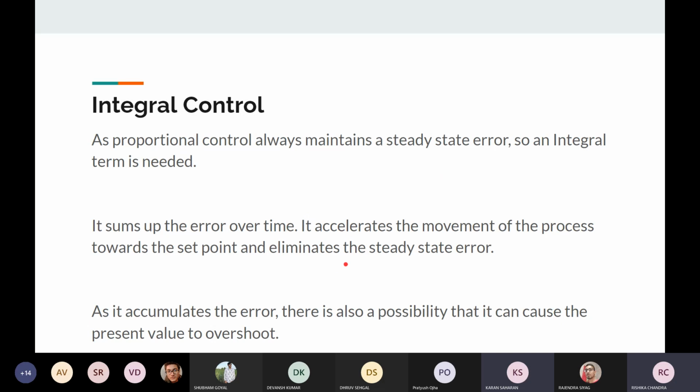So it keeps on summing up the error till the point it reaches the steady state. When it has reached, then the work of the integral controller is finished. Also, as it accumulates the error, there's a possibility that it can cause a huge overshoot. If it's accumulating a lot of error, and this integral control also has a constant called Ki, and the Ki is also large, then both will multiply. It will result in a large quantity, so it may cause an overshoot.